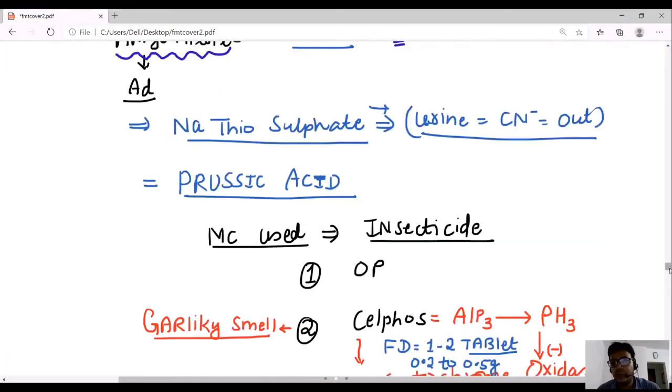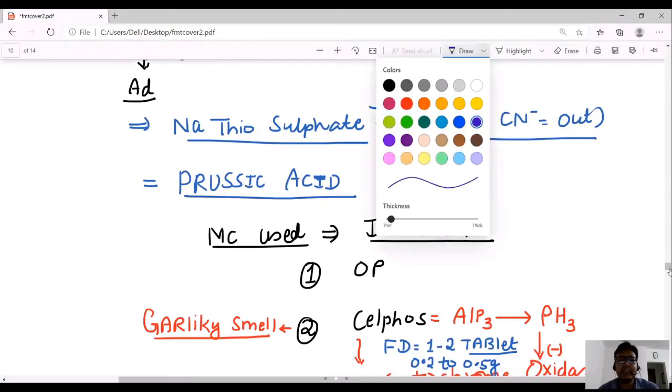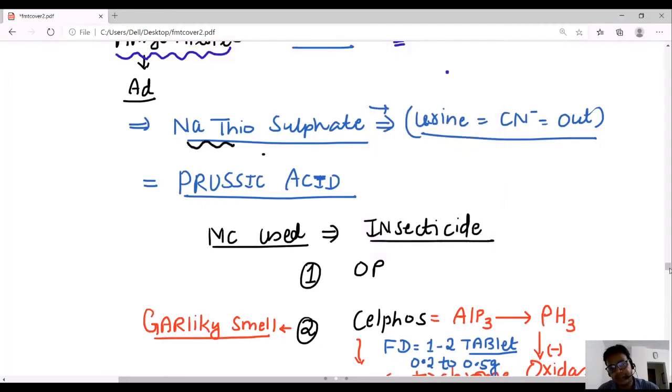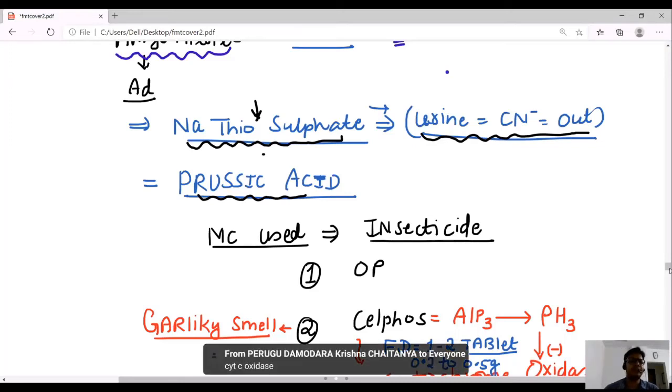In cyanide we use sodium thiosulfate, which is excreted in urine. Cyanide comes out because of sodium thiosulfate. Cyanide is also known as prussic acid. Let's write down: cyanide inhibits which enzyme? Cytochrome oxidase. Which kind of smell is seen in cyanide?